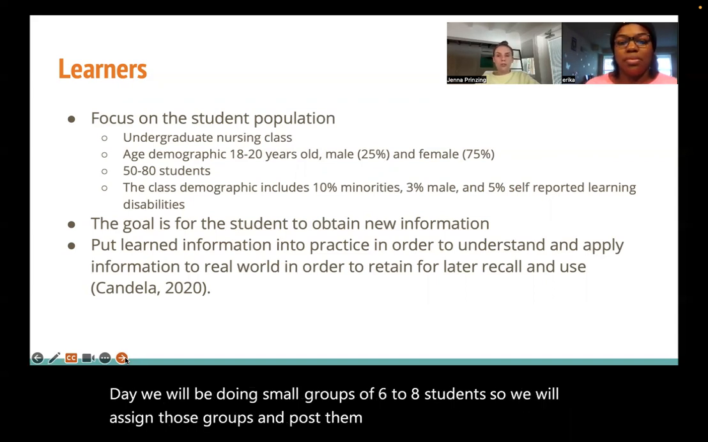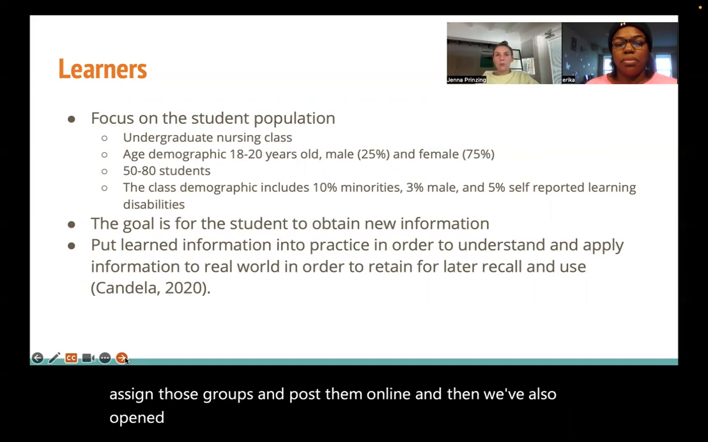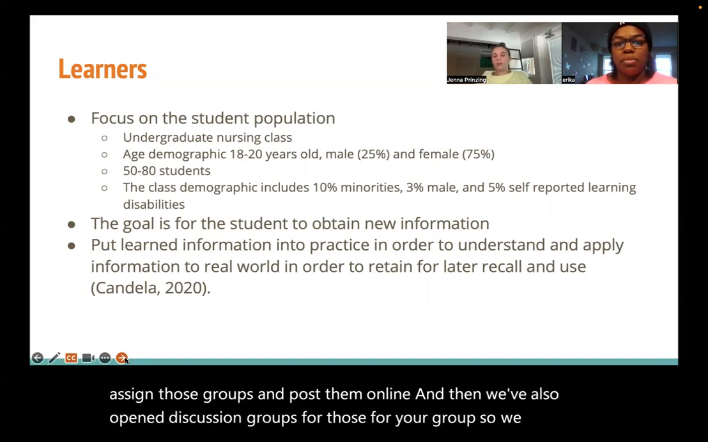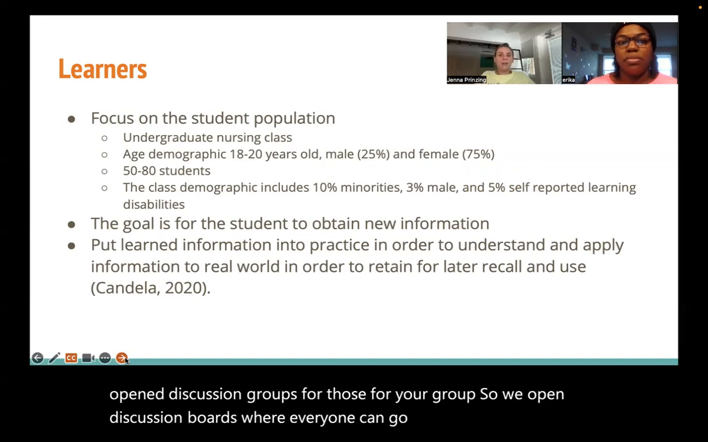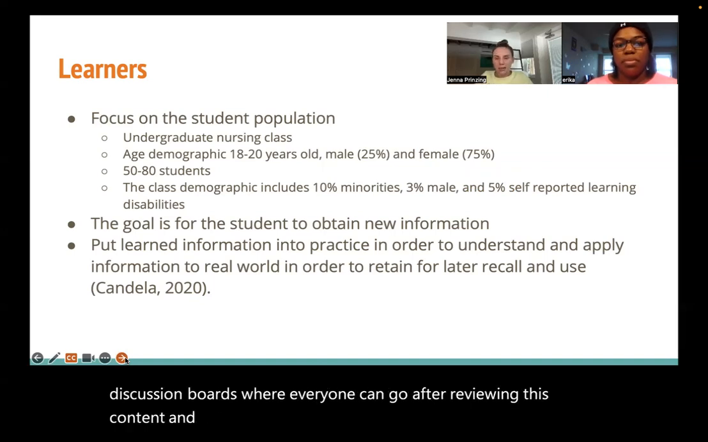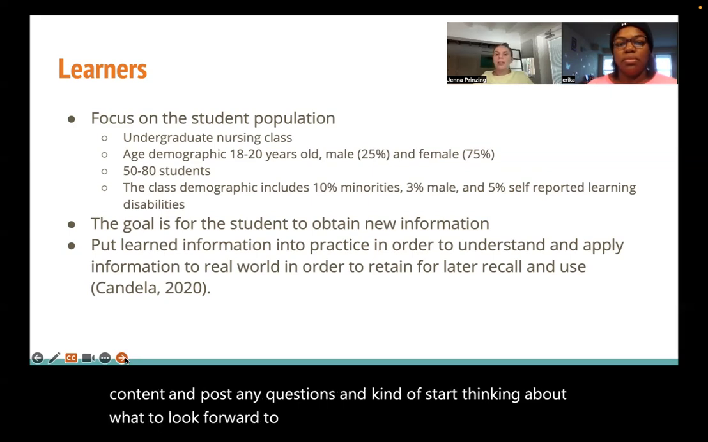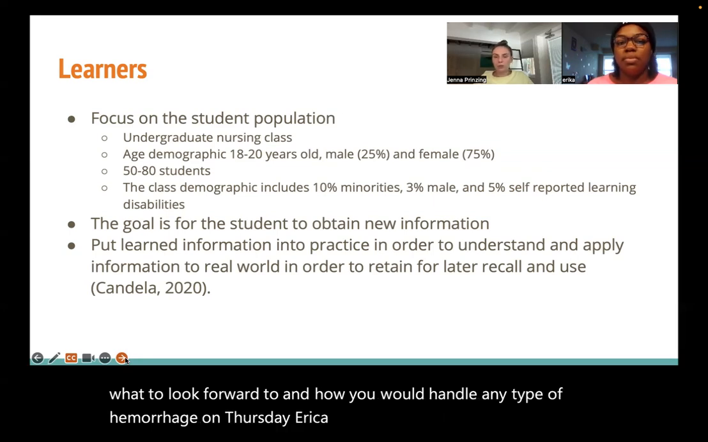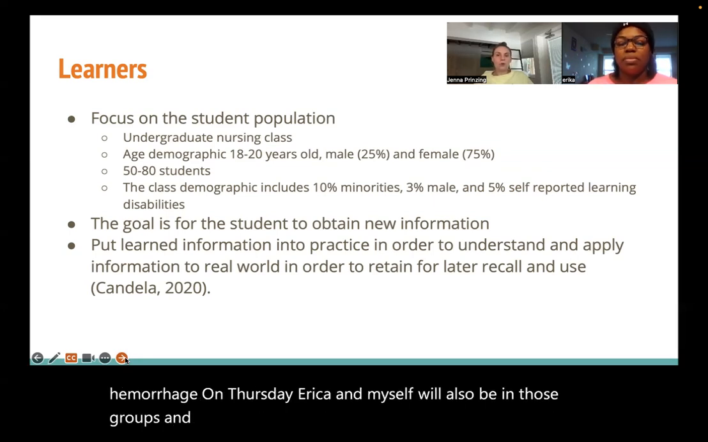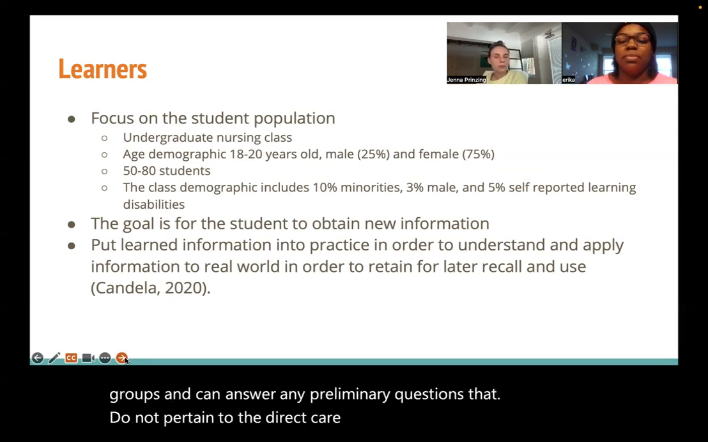And then we've also opened discussion groups for your groups. So we opened discussion boards where everyone can go after reviewing this content and post any questions and start thinking about what to look forward to and how you would handle any type of hemorrhage on Thursday. Erica and myself will also be in those groups and can answer any preliminary questions that do not pertain to the direct care of the patient.